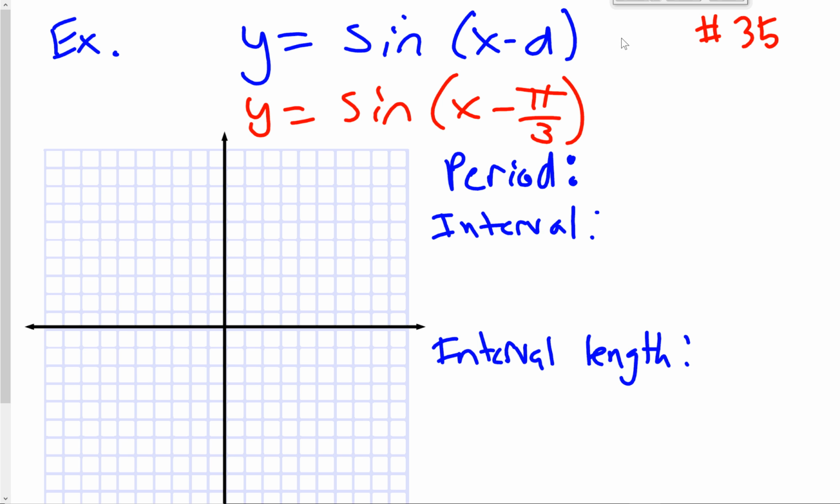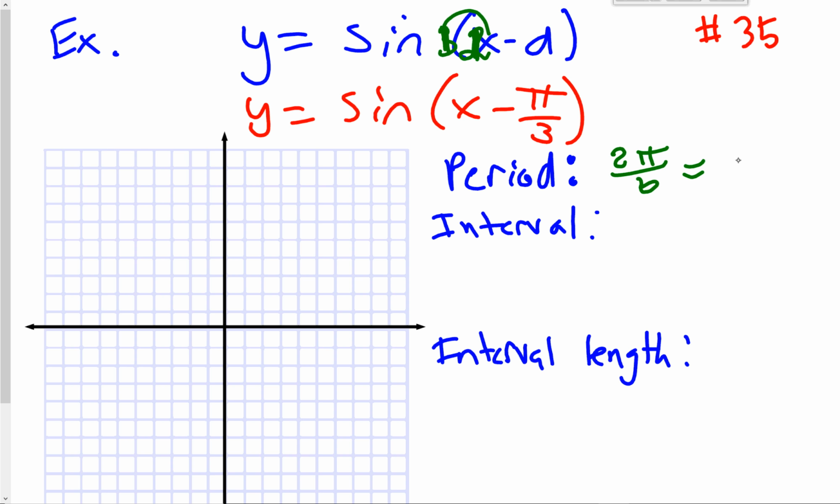All right, so here's an example. My period for sine normally is 2 pi, so I divide that by b. My b is just 1. It's what's either being multiplied by x or what's on the outside here, right? And if there's something on the inside and on the outside, then we need to multiply those to get our b. So it is 1, so it's still 2 pi.